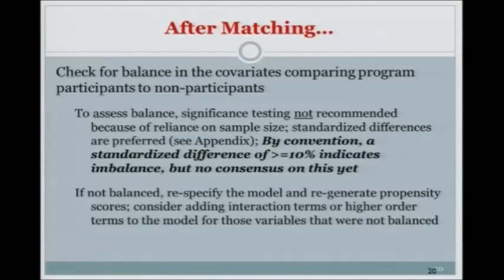So if we're looking at covariate balance, it's recommended that you use standardized differences instead of significance testing. These are actually really easy to calculate. You're basically standardizing for about a 10% difference above or below, and that's by convention. Of course, if you want to be more rigorous, you could set that to a lower value, but again, you might have to go back to that propensity score model and tweak it. And if not balanced, like I said, you respecify the model.